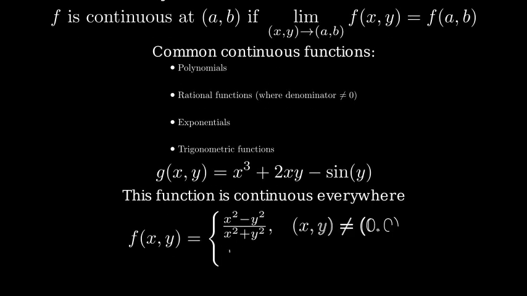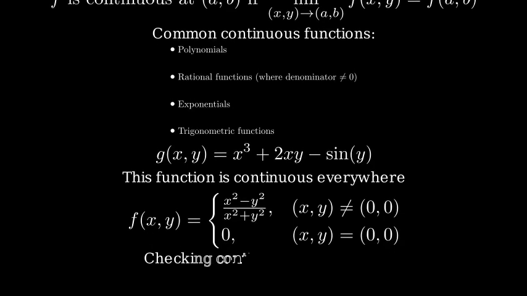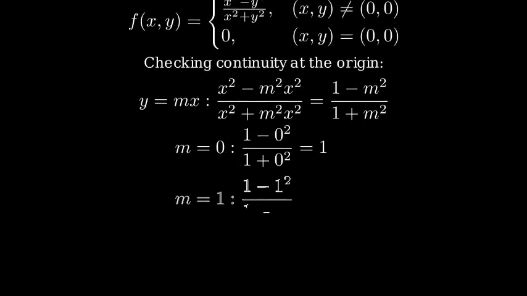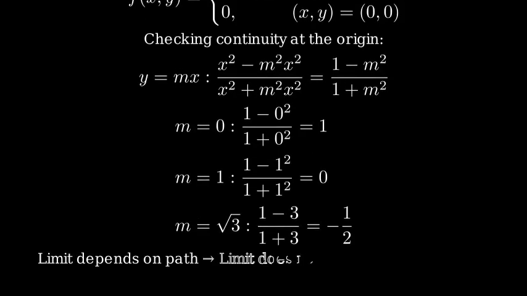Now let's examine a function that's not continuous at the origin. f(x, y) equals (x² minus y²) divided by (x² plus y²) for (x, y) not equal to the origin, and f(0, 0) equals 0. To check continuity at the origin, we need to see if the limit as (x, y) approaches the origin exists, and equals f(0, 0), which is 0.